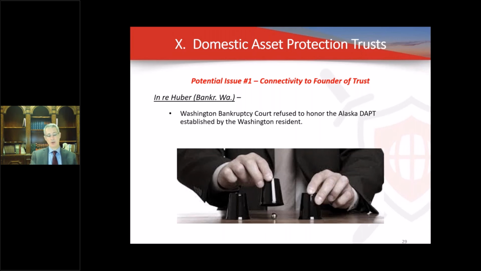And basically, one of the trustees was in Alaska. The protector was in Washington State. All the assets were in Washington State. The beneficiaries are in Washington State. They said this is essentially a Washington State situation. Guess what? Washington State doesn't have a self-settled asset protection trust. For public policy reasons, you're out. We're going to apply Washington law. You're going to lose all the assets. You have to create a connection to the jurisdiction of the trust.